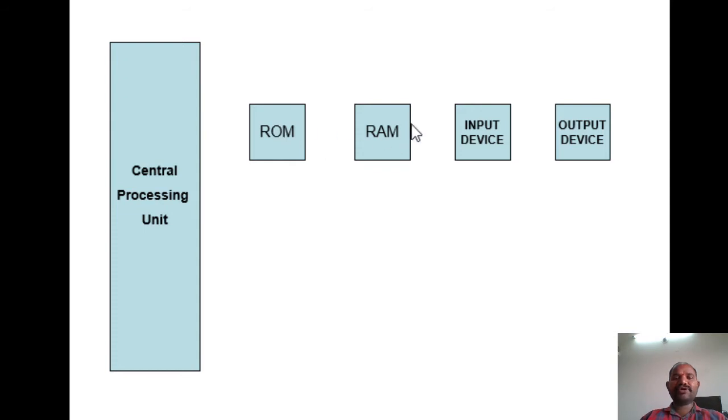RAM and ROM are installed on the motherboard, next to the microprocessor, that is, the CPU. We are going to see in detail, as we move on to the architecture of the microprocessor, all those things. Just remember that the central processing unit, ROM, RAM, and input and output devices are parts of the microcomputer.